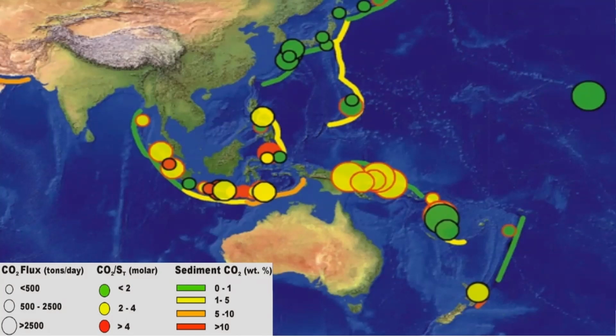The large circle represents CO2 flux of over 2,500 tons per day being released, while the green, yellow, orange, and red colors for the lines and circle represent the percentage of CO2 fluxes that are being released from the sediment during periods of surface change, soil disturbance, or peatland exposure.